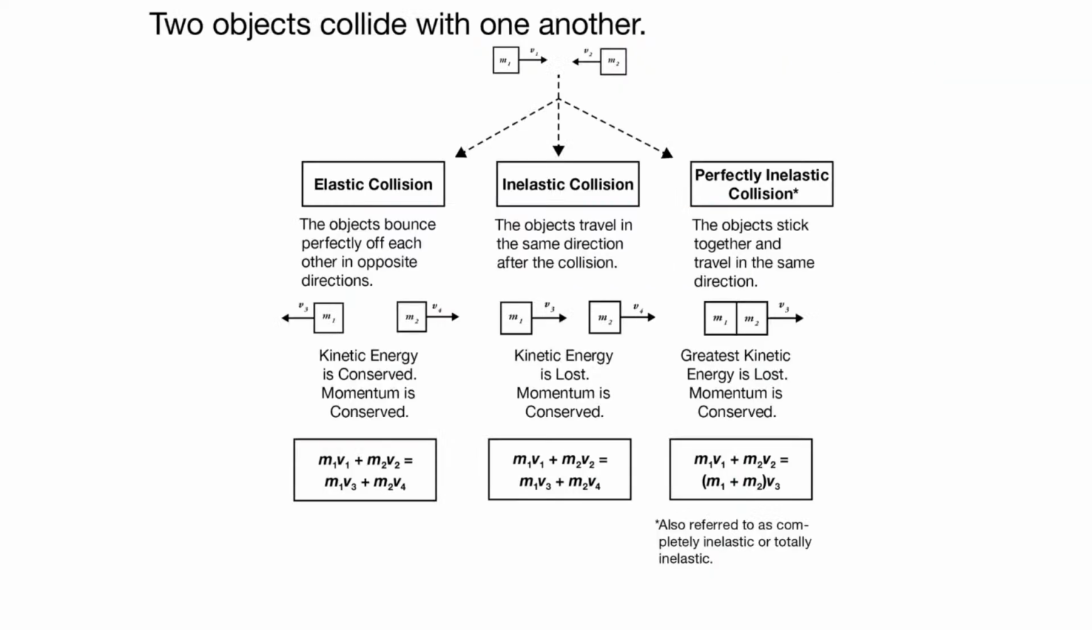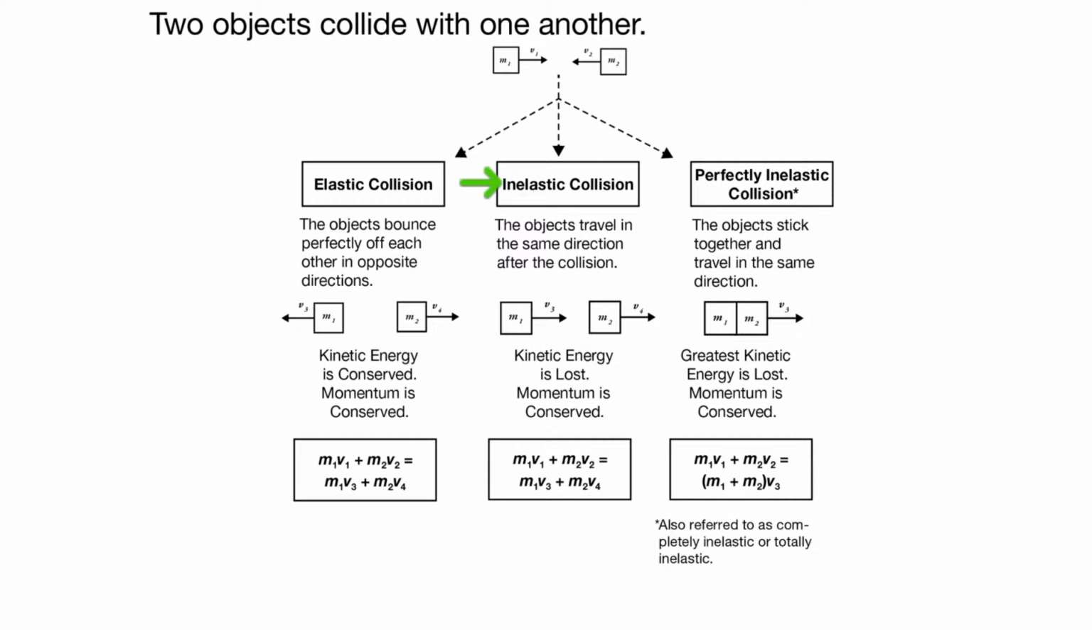So for collisions, we have three types, and we're discussing them here on this slide. An elastic collision, like the name is implying, suggests that there's a lot of rebound. In these cases, what you have is momentum being conserved, so you could use conservation of momentum to help solve for unknowns. But kinetic energy is also conserved for these kinds of collisions.